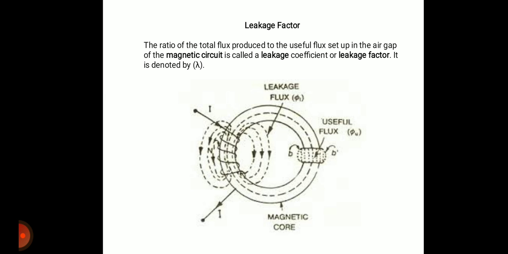Leakage factor is one of the most important factors. Ideally the leakage factor must be 1. Ideally, whatever flux is generated from the coil must follow the magnetic core and cross the air gap available in the magnetic core, so the generated flux or produced flux must be equal to the useful flux. This is called the leakage factor. And what is leakage factor? Simply the ratio of flux produced divided by the useful flux in the air gap.